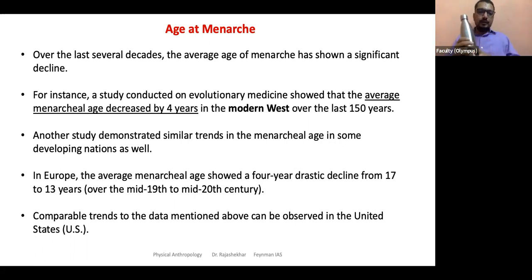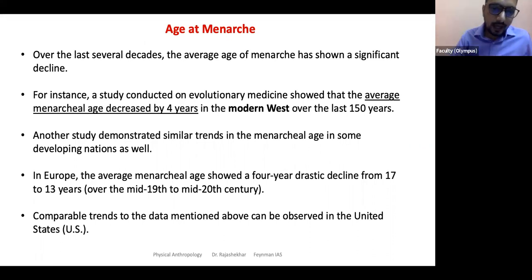For instance, a study conducted in evolutionary medicine showed that the average age of menarche decreased by about 4 years in the modern western world in the last 150 years. Another study demonstrated similar trends in menarchal age in some developing nations as well. The same trend is also noticed in developing countries.